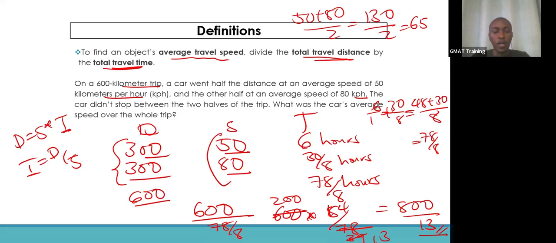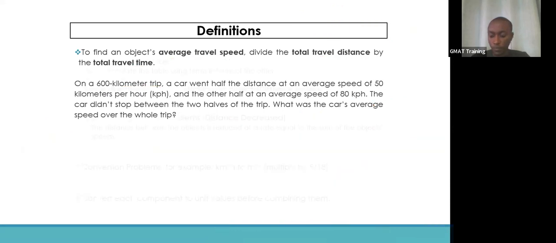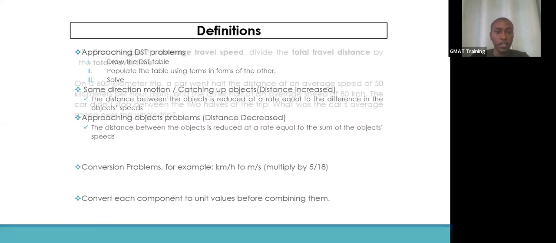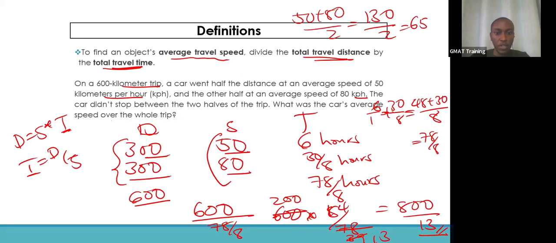Okay, so how do we approach these questions? Here's how we approach these questions. First, you draw the distance, speed, time table, as I've shown here. This one here is a table.